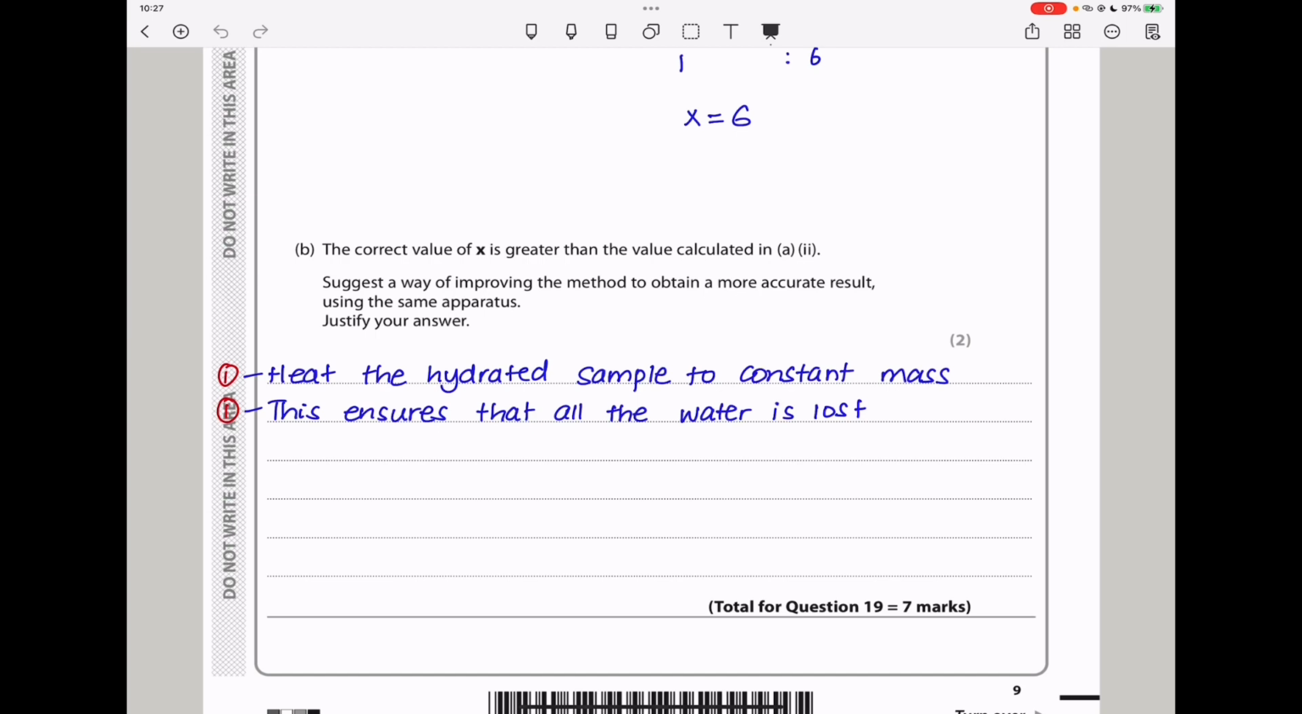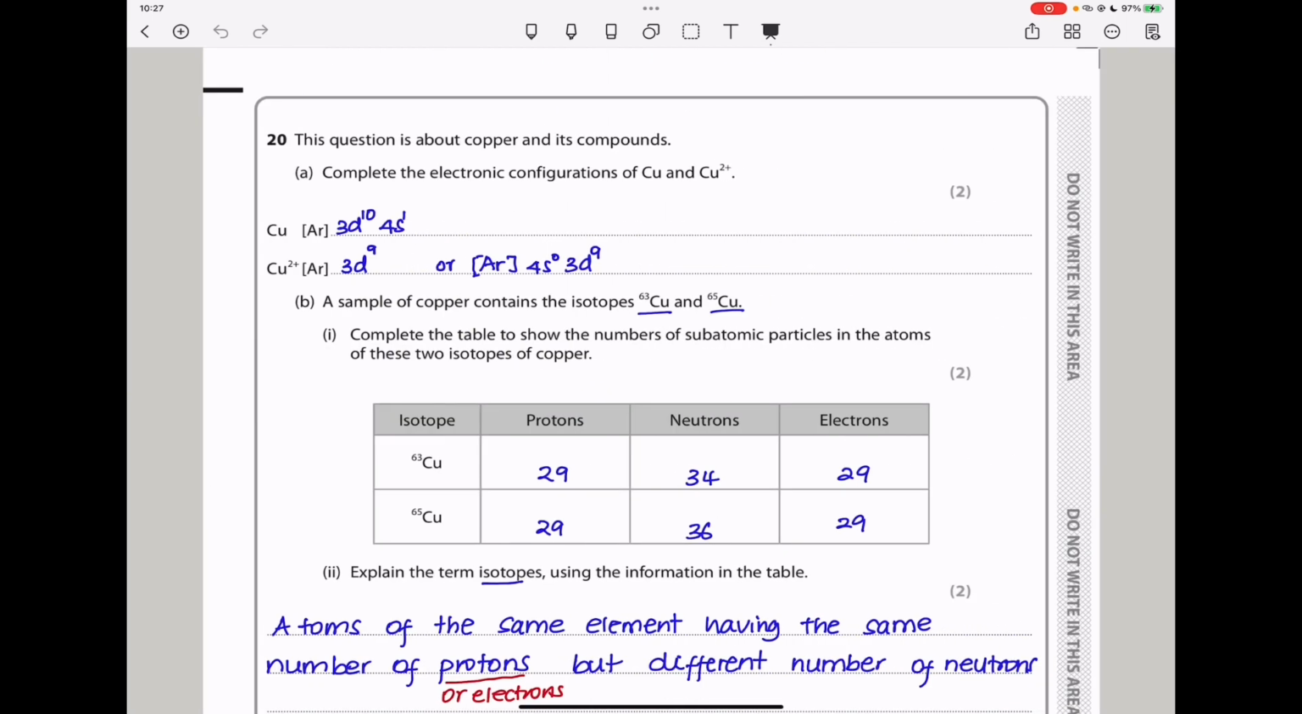Let's continue to question 20. Question 20, this question is about copper and its compounds. Complete the electronic configuration of copper and copper 2+. Copper has the configuration argon 3d10 4s1.